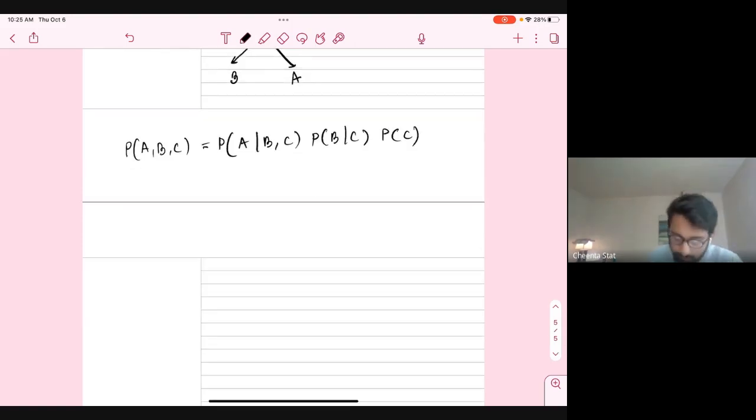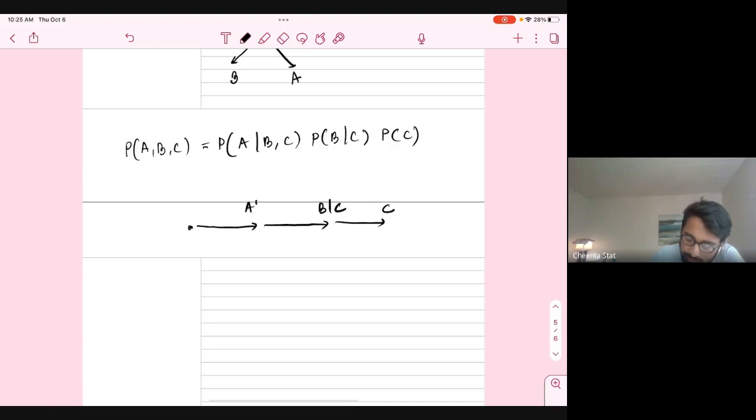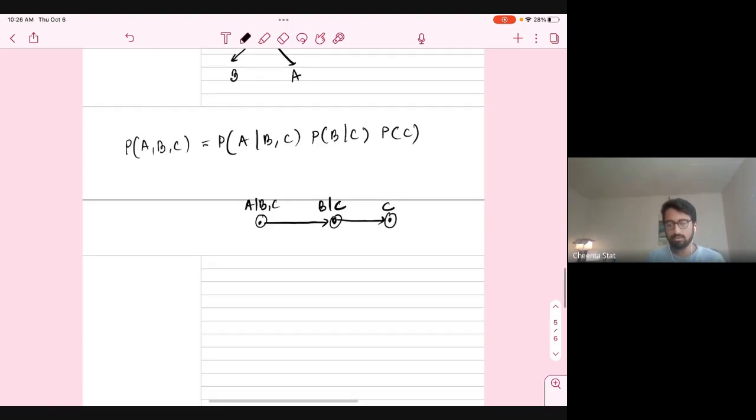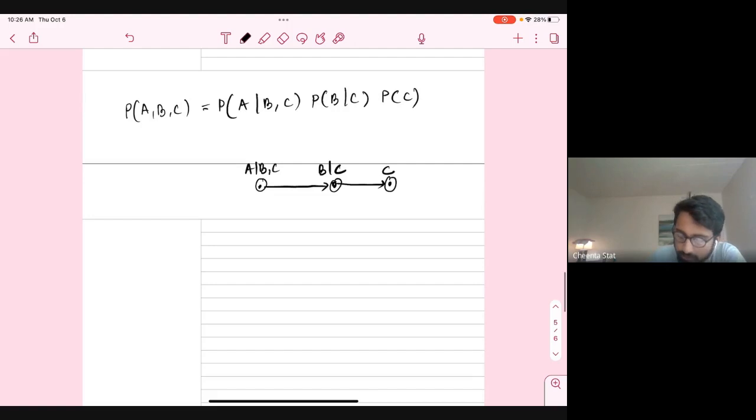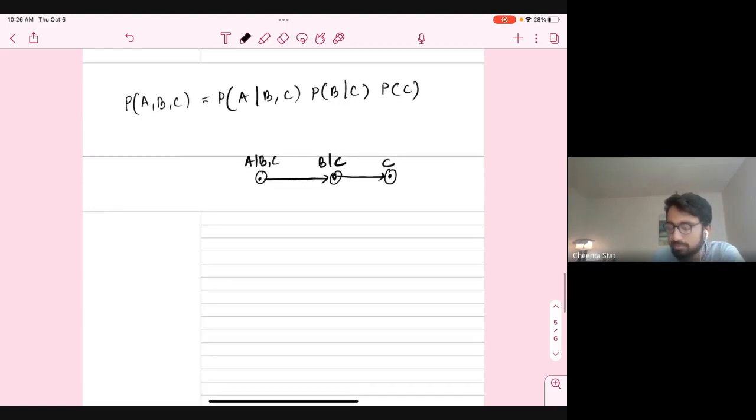How can I express it? If you see, we are representing this like this. This is c, this is b given c, and this is a given b given c. And the knowledge propagates from here to here to here, like this. So you can say the joint distribution is nothing but the probability of this times the probability of this times the probability of this.